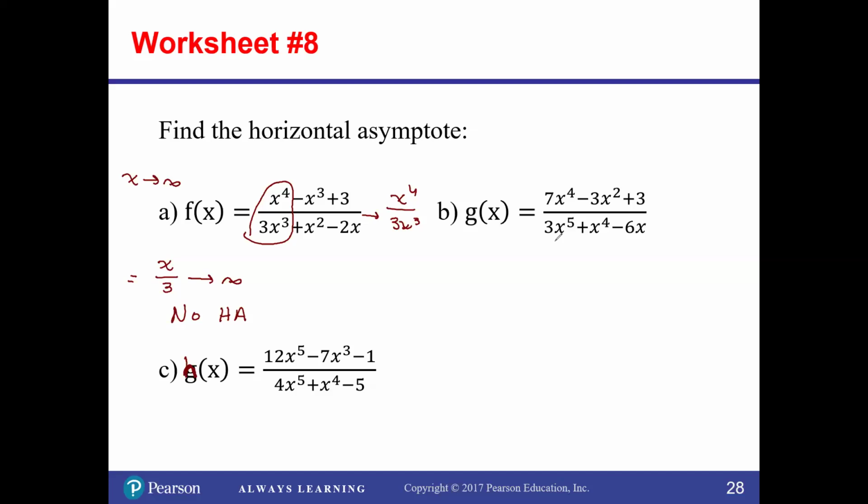For B, the degree on the top is smaller than the bottom. So let's say x is going towards infinity. This should start acting like 7x to the 4th over 3x to the 5th, which simplified would be 7 over 3x. That means as my x's are getting larger, the bottom's getting larger, but the overall fraction's getting smaller. That one should be heading towards 0. So my horizontal asymptote should be y equals 0.